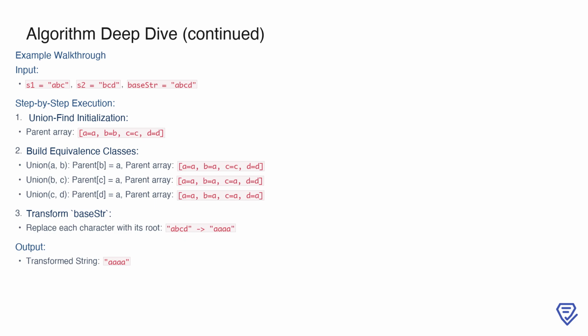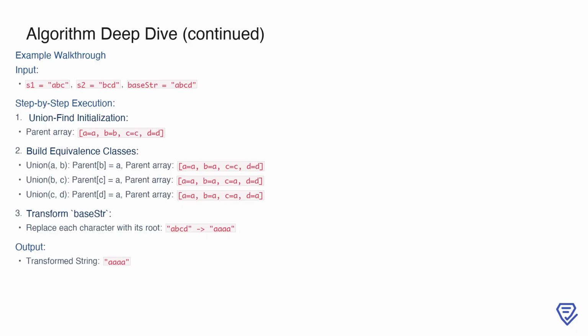Suppose the inputs are S1 equals ABC, S2 equals BCD, and base str equals ABCD. First, we initialize the union find structure. The parent array starts with each character pointing to itself, so it looks like A equals A, B equals B, C equals C, D equals D. Next, we build the equivalence classes. When we union A and B, A becomes the parent of B, resulting in A equals A, B equals A, C equals C, D equals D.